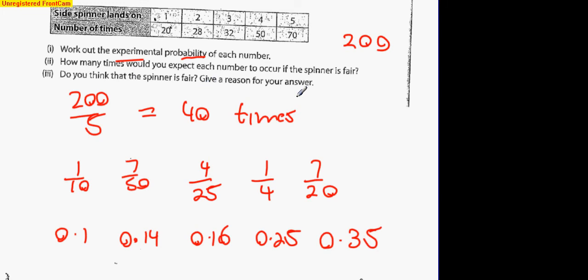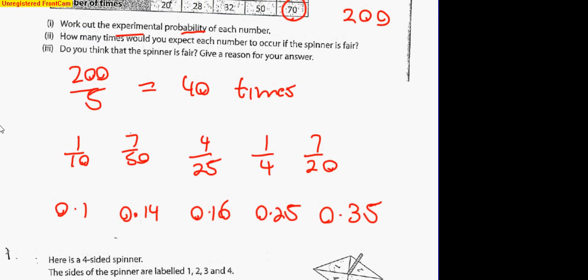I don't think the spinner is fair because I think that 70 times is way too high for spinning it 200 times in total. It's outside a decent margin of error. So I definitely think that the spinner is not fair, it's biased, okay?